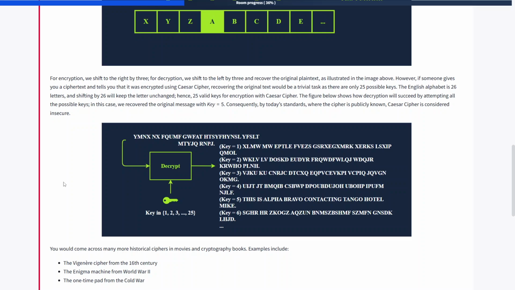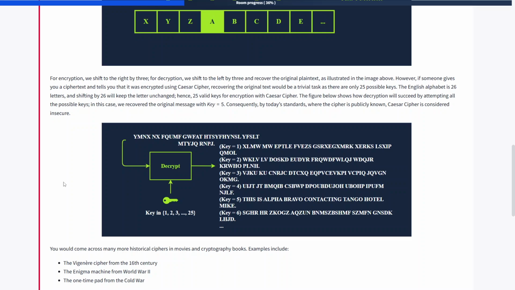However, if someone gives you a ciphertext and tells you that it was encrypted using Caesar cipher, recovering the original text would be a trivial task, as there are only 25 possible keys. The English alphabet is 26 letters, and shifting by 26 will keep the letters unchanged. Hence, 25 valid keys for encryption with Caesar cipher. The figure below shows how decryption will succeed by attempting all the possible keys. In this case, we recover the original message with the key 5.